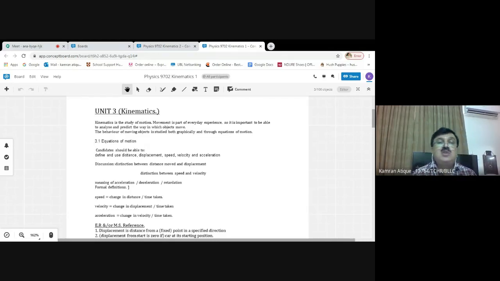So as far as your syllabus outlines are concerned, I'm beginning with the sentences written in your syllabus, and these sentences are: kinematics is the study of motion. Movement is part of everyday experience. So it is important to be able to analyze and predict the way in which objects move.